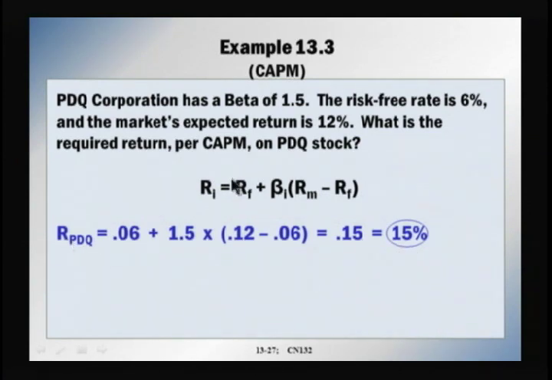We need to remember our order of operations here: do what is in parentheses first to calculate the market risk premium of 6%, then multiply that by the beta of stock I, which is 1.5 times. The market deserves a risk premium of 6%. PDQ deserves 1.5 times that for its risk premium. So PDQ's risk premium is 9%, which gets added on to the 6% risk-free rate. So we would require a 15% return on PDQ stock to fairly reward us for its beta of 1.5.